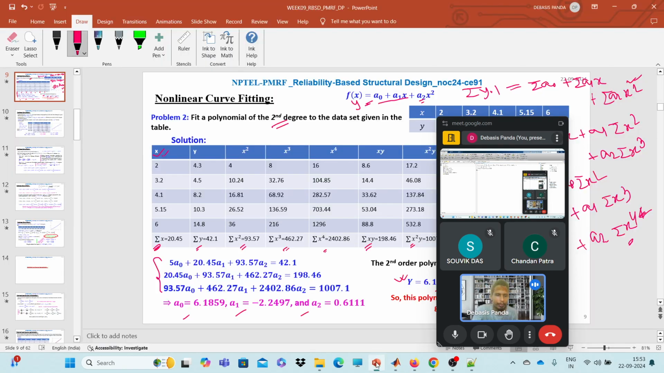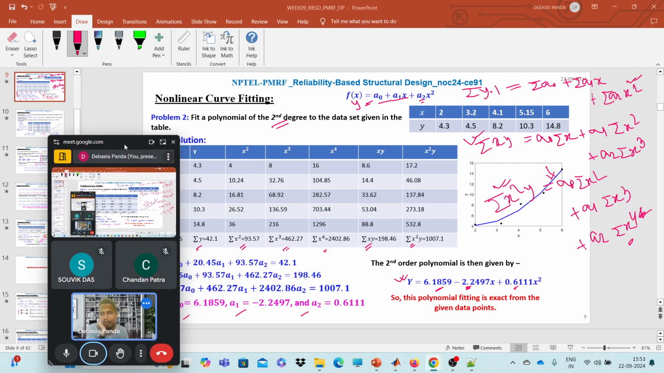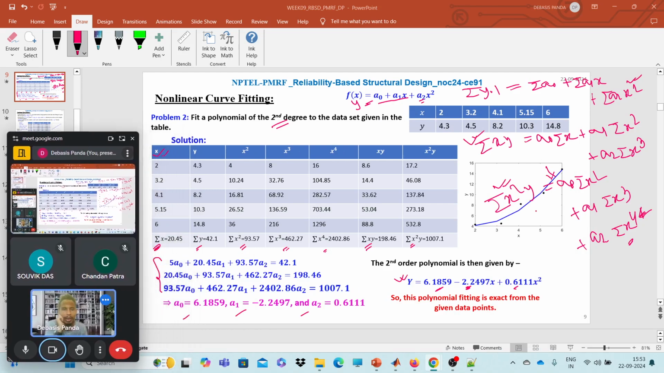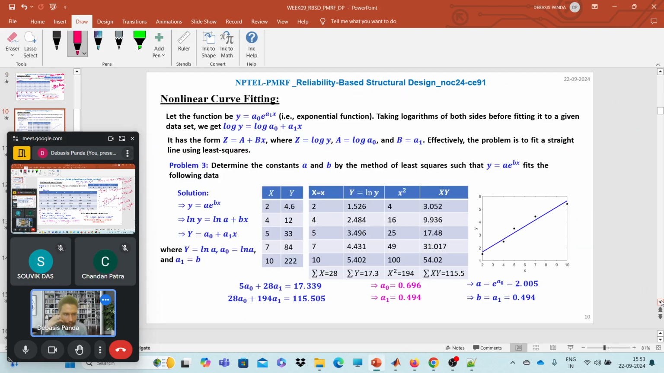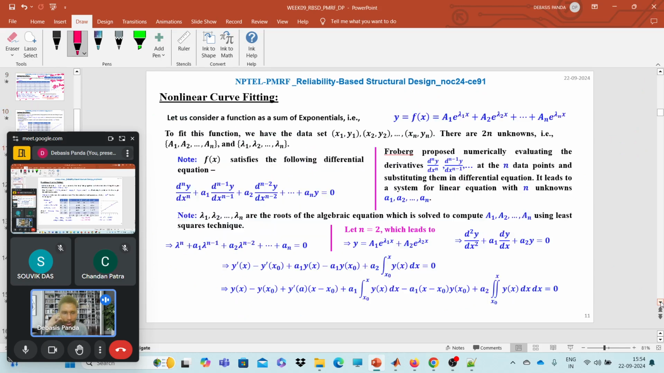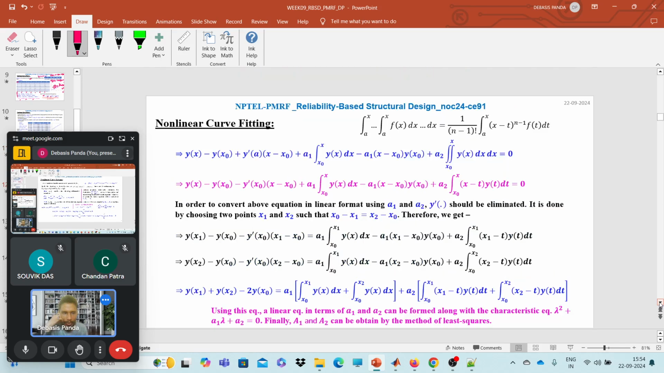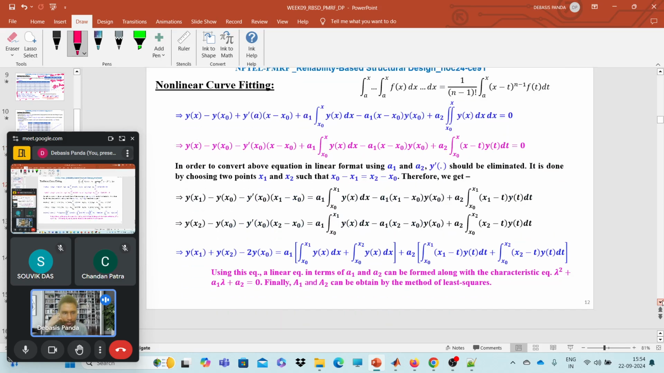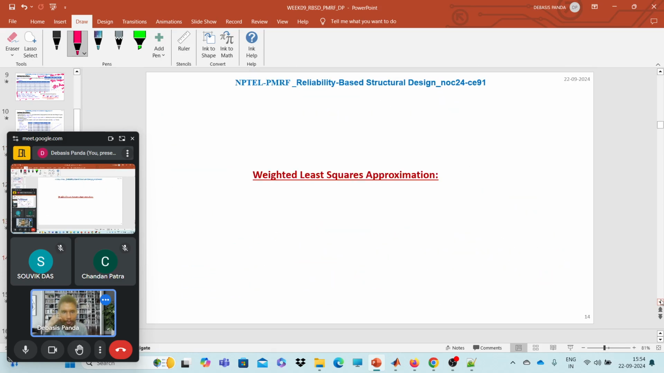Now come to the next topic. Here we have seen how to fit a model to our statistical data. This is the ordinary least square method. We can have a different method, the weighted least square method. We will spend just a little bit of time here, then we will move to the response surface method.